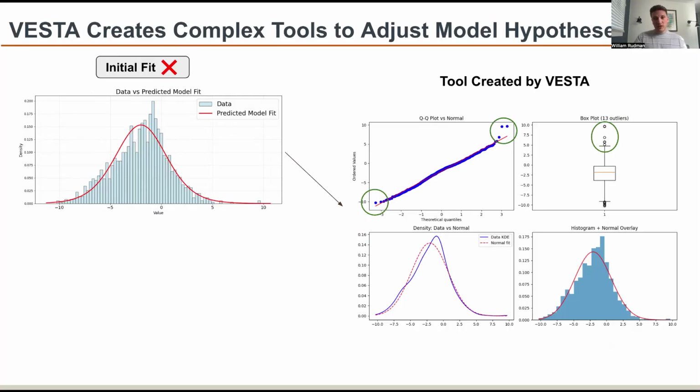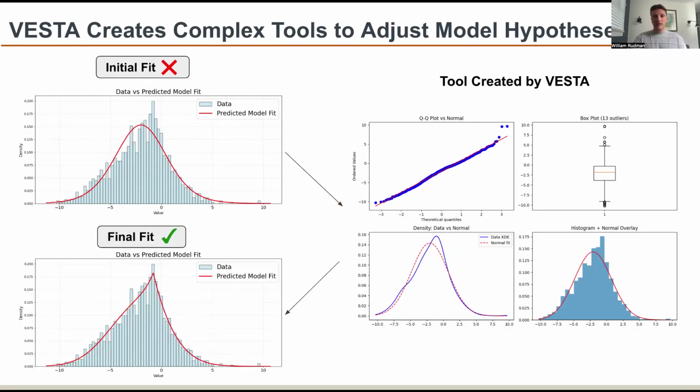The first two tools that we see here are meant to assess the fit of the tails of the data. And these tools show that the current proposed model does not accurately fit these tails. The remaining two panels in this tool investigate the shape of the data, and they show that the current proposed distribution neither fits the peak or the shape of the input data. Now, based off of this response, VESTA is able to propose a new model that accurately fits the input data and recovers the correct ground truth distribution that generates this data.